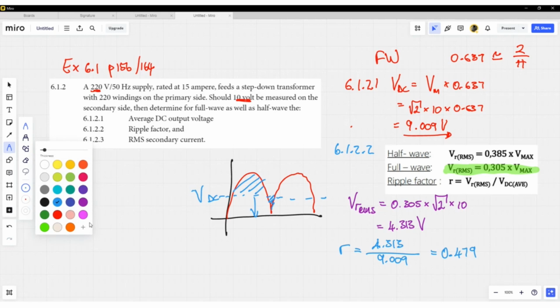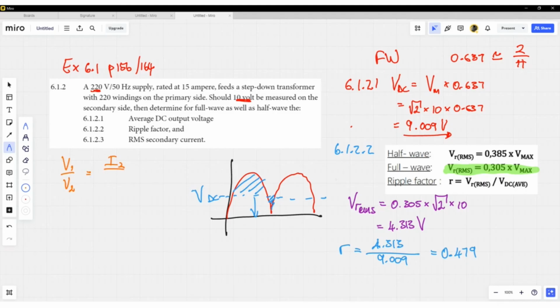if we now, let's see, what we have now here is the average DC voltage, and the RMS secondary current. Okay, so the RMS secondary current, that's kind of not really a rectifier question, but we can go and calculate that. Do you have the voltage ratio? So V1 over V2 is equal to I2 over I1, and I1 is given to us as 15 amps. So we can go and actually calculate this.